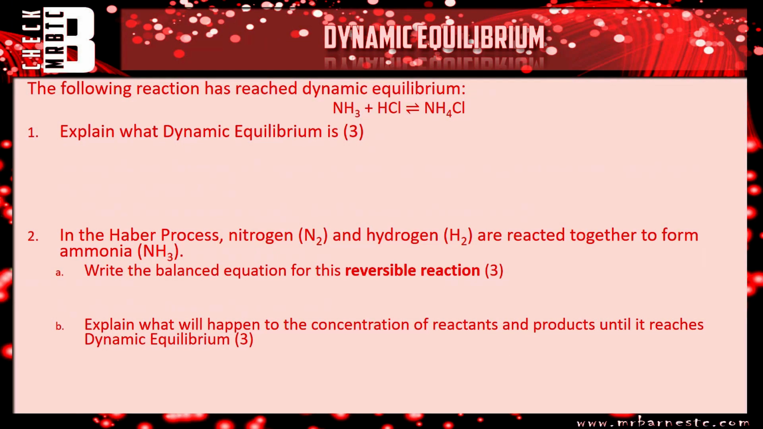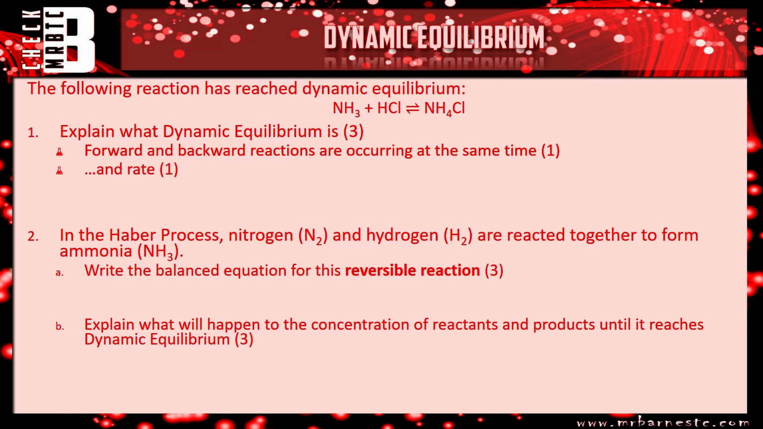Okay, let's see how you've done. So the first question then, which is explain what dynamic equilibrium is. Nice and simply, the first bit you need to say is the forward and backwards reactions are occurring at the same time. You can also add in there that it's at the same rate, that'll get you 2 marks. And then finally, you want to talk about the concentrations and say that the concentration or amount of reactants and products will stay the same.